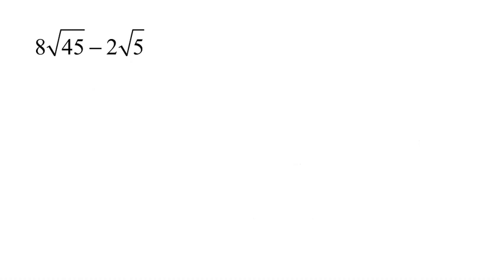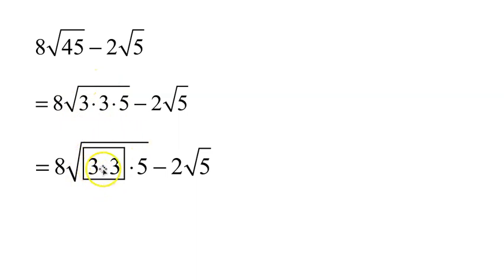Next, I want to simplify 8 times the square root of 45 minus 2 times the square root of 5. I want to factor 45. 45 is 9 times 5, and 9 is 3 times 3. So 45, 9 times 5, 3 times 3 times 5. This is a square root. I need a pair to come out. Notice 3 times 3 is a pair. I'm going to circle that pair.